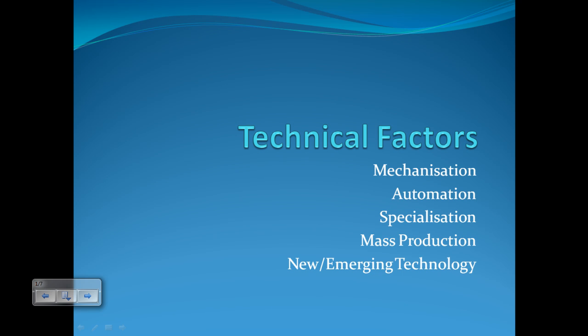Hi, in this video we're going to take a quick look at the technical factors dot point from your syllabus. Now remember, technical factors will be asked about in the extended response section. So we're going to look at mechanization, automation, specialization, mass production, and new and emerging technologies. We'll quickly go over what they are and some examples about how they're used and the benefits that they have on the business. So to start with, we have mechanization.